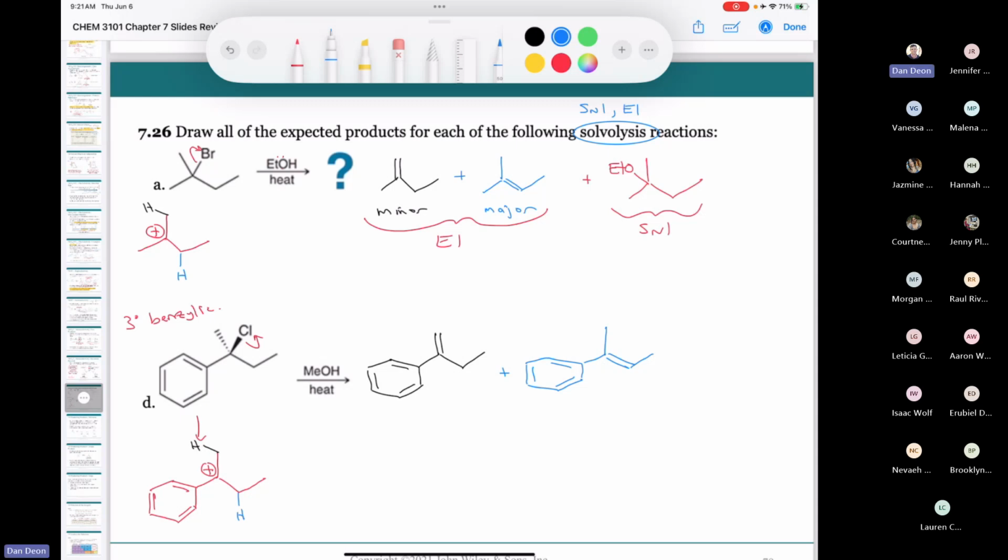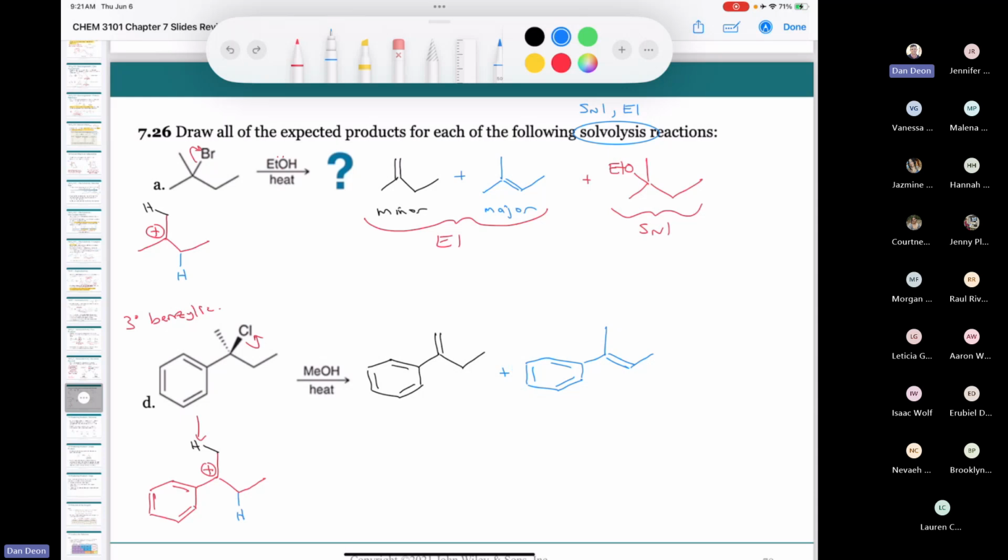Yes, absolutely. Yes, the one in blue. Thanks, Hannah. It's because it's more stable. Yes, for sure. Now, with the one in blue, could I have cis and trans for this guy? Could I have cis and trans, or E and Z? Could I have two diastereomers?